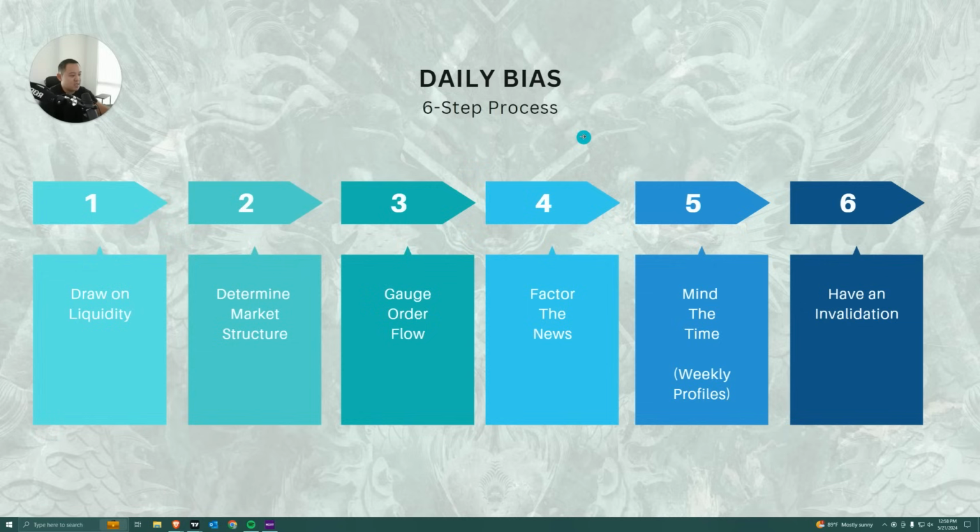So I have a 6-step process to my daily bias. First of all is going to be the draw on liquidity. Maybe it's just the previous day's high or low. Maybe it's the previous 3 days' high or low. Maybe it's a previous week's high or low, or month high or low. Or maybe it's an imbalance that needs to get rebalanced. It could be a candle that doesn't have a wick on one side. I use those a lot in my weekly analysis.